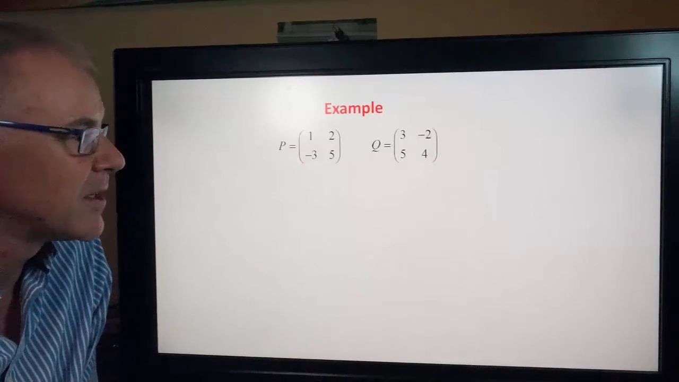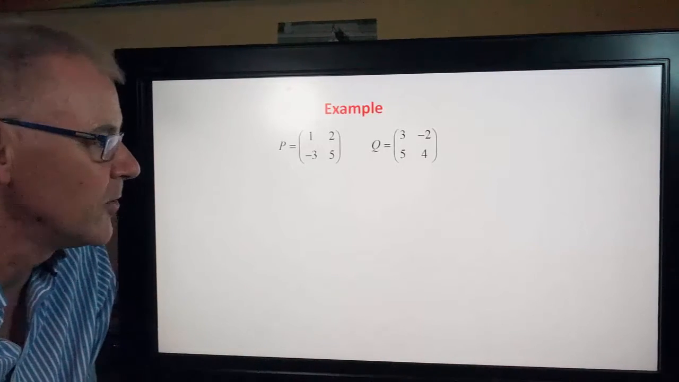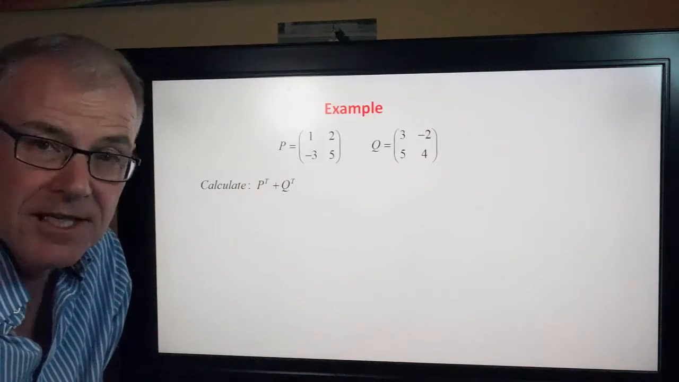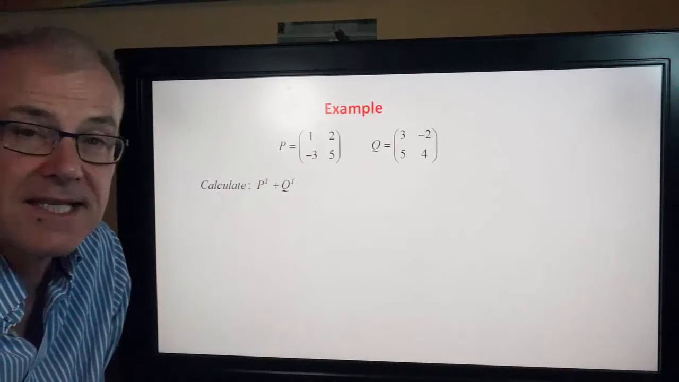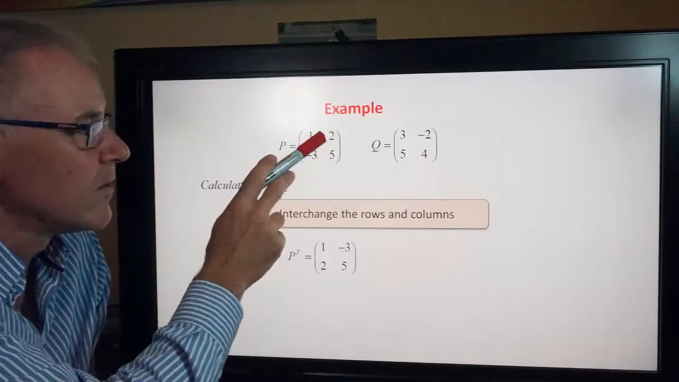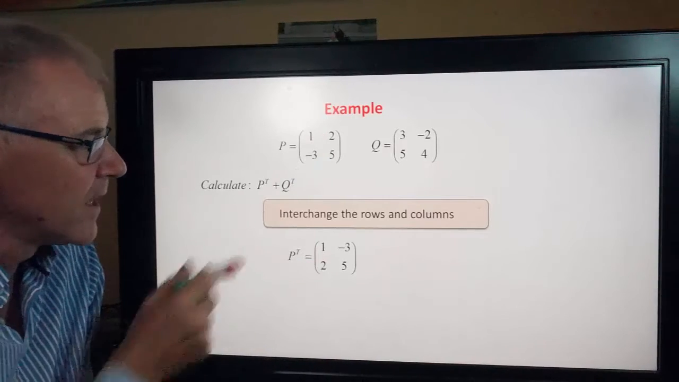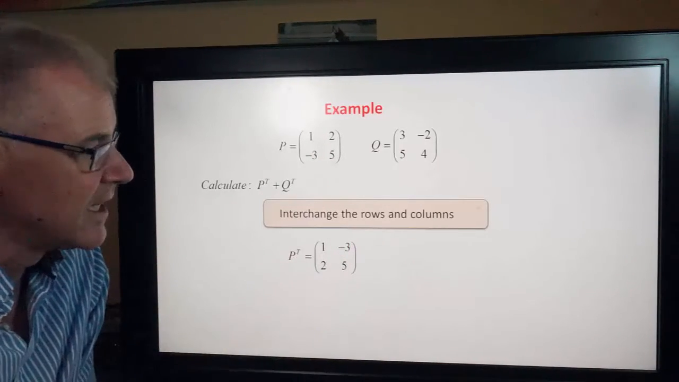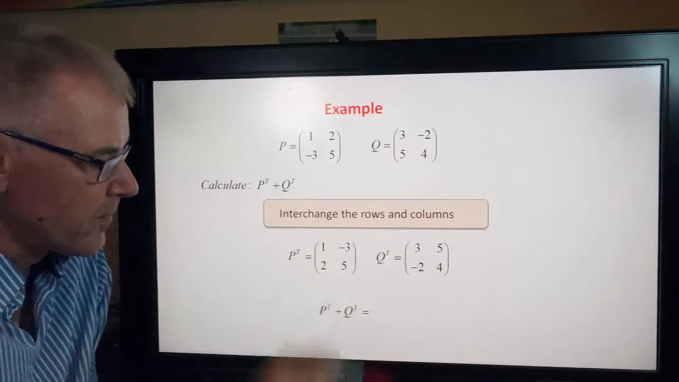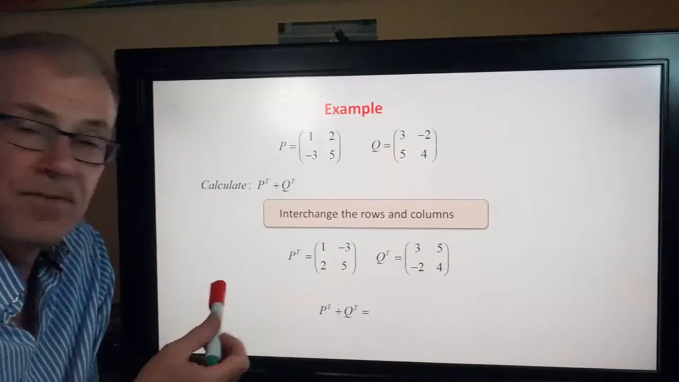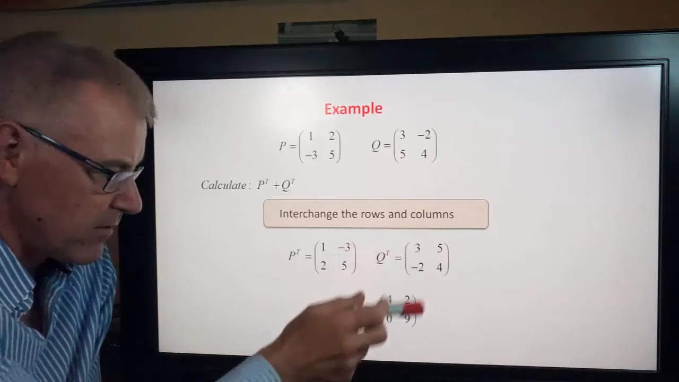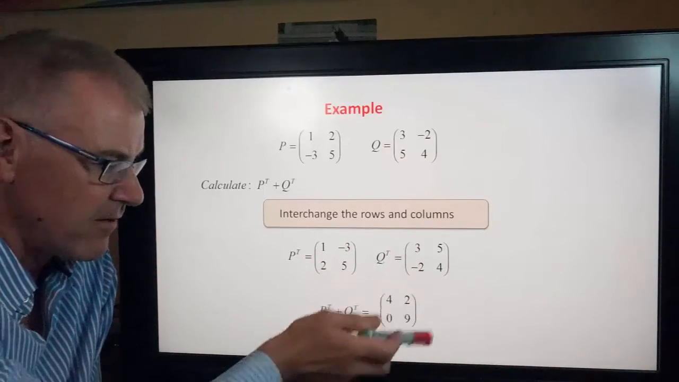So let's have a look at an example. Here we're given two 2 by 2 matrices, P and Q, and we're asked to calculate the sum of the transpose PT and QT. So first of all, get the transpose of P. Again, that just involves interchanging the row and column. So if you interchange the row 1, 2 for the column 1, 2, you'll get the following. And minus 3, 5 becomes minus 3, 5. And if we get the transpose of Q, it'll become 3, minus 2, 5, 4. So therefore, to add these two, as we saw earlier, we just add the individual elements. So again, 1 and 3 is going to be 4, minus 3 and 5 is 2, 2 and minus 2 is 0, and 5 and 4 is 9.